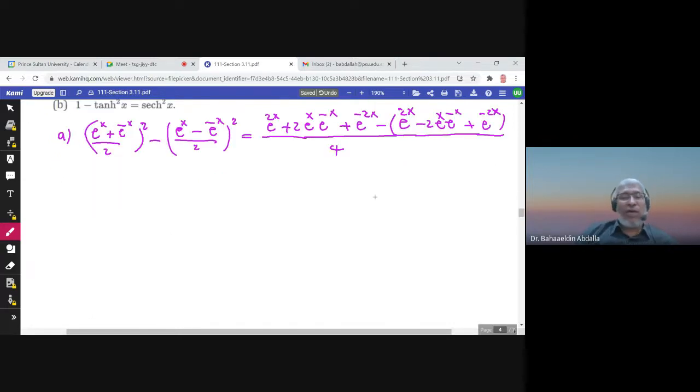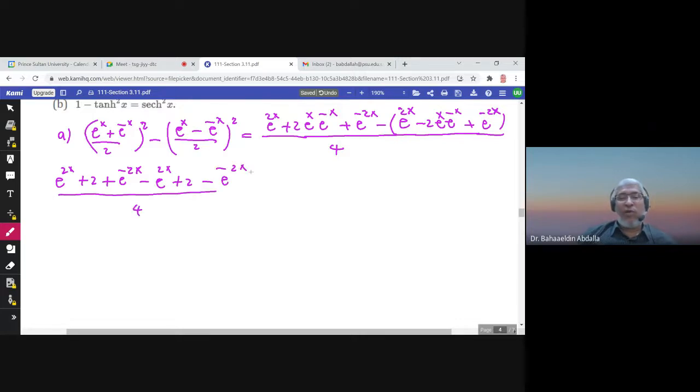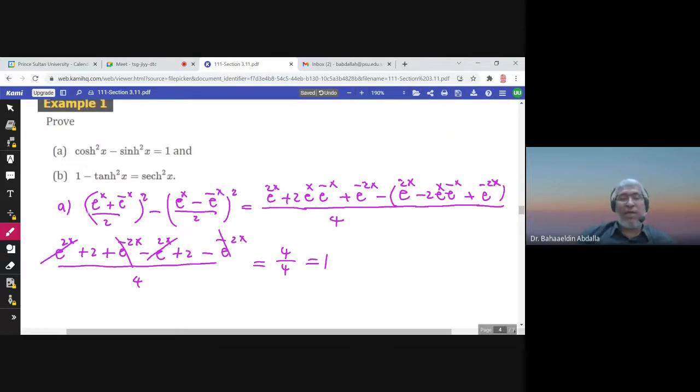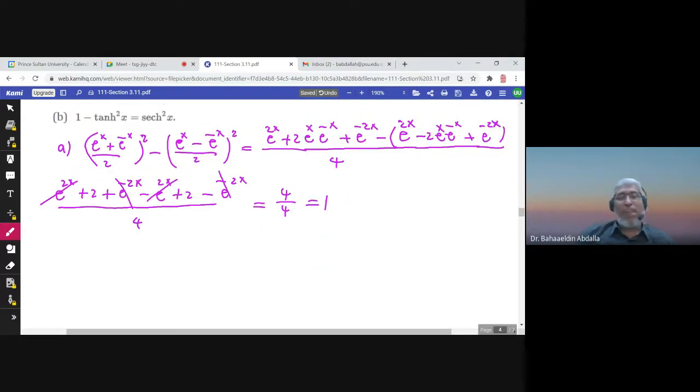And now you can expand. Now this is e to the power x times e to the power negative x is 1, and expand the negative sign. So negative e to the power 2x, negative times negative is positive 2, and e to the power x times e to the power negative x is 1, and then I have negative e to the power negative 2x over 4. You can see that e to the power 2x cancels and e to the power negative 2x cancels, and I have 4 over 4, which is 1, and that's the right hand side. So this is the proof of part B.